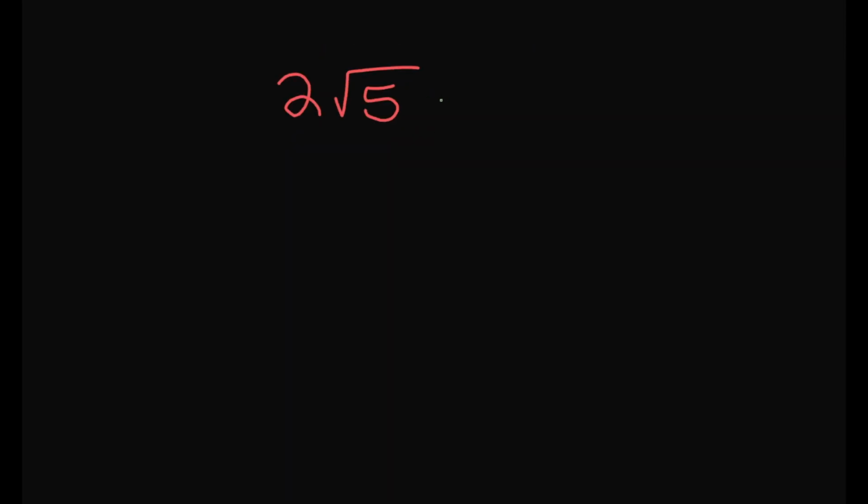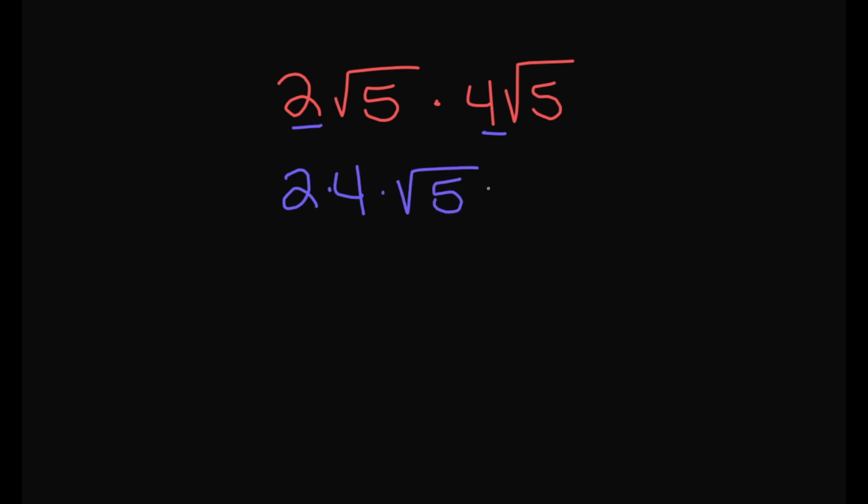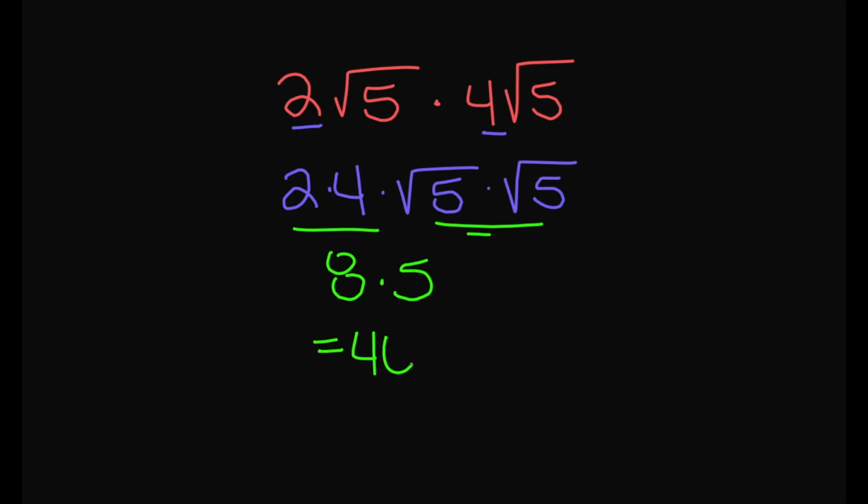2 times the square root of 5 times 4 times the square root of 5. We're going to combine our coefficients here. So 2 times 4, and then we have the square root of 5 times the square root of 5. 2 times 4, this is going to equal 8. And then the square root of 5 times the square root of 5, this is going to equal 5. So your final answer here is going to be 8 times 5, which is going to equal 40.